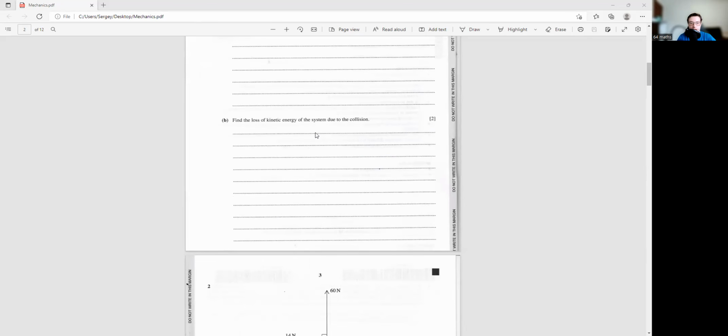Question B, find the loss of kinetic energy of the system due to the collision. Right, in this question, we only have the kinetic energy, which is mv squared over 2. And we'll have to use our answer for the first question, which is v equals 10. So the energy before the collision is going to be equal to 5, which is the mass of the first sphere, times 8.5 squared over 2. And the kinetic energy of the second sphere is 0.